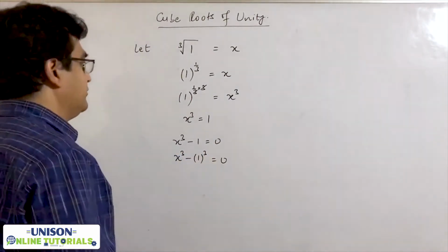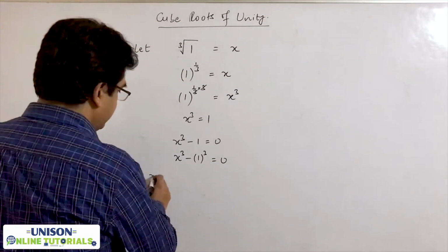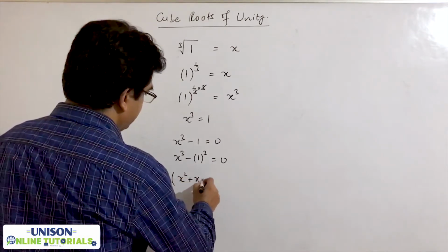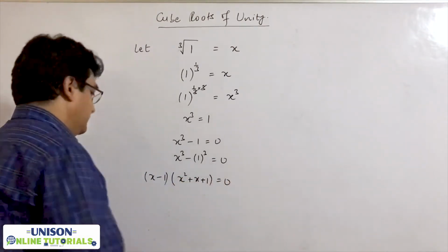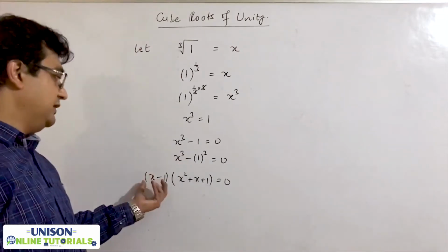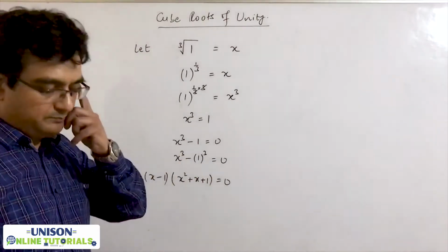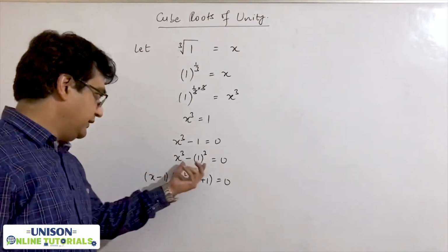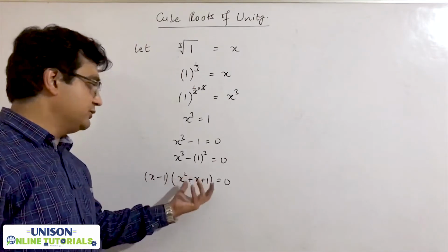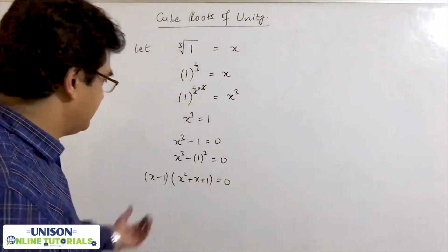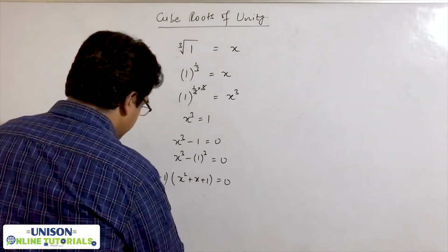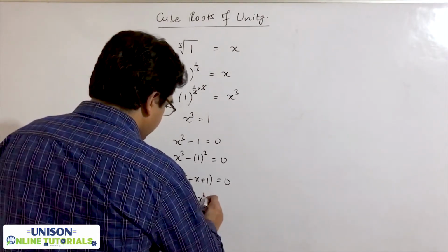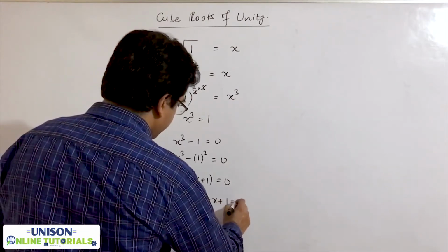So what is the formula of a cube minus b cube? It is a minus b, that is x minus 1, x square plus x plus 1 equal to 0. Sorry, a cube minus b cube is a minus b, a square plus b square plus ab. So x minus 1 is equal to 0 and x square plus x plus 1 equal to 0.